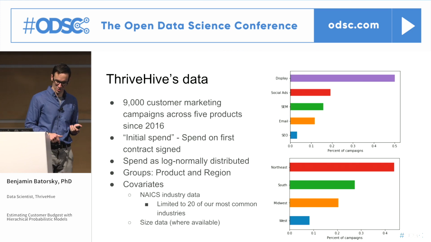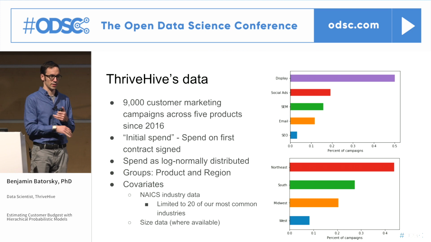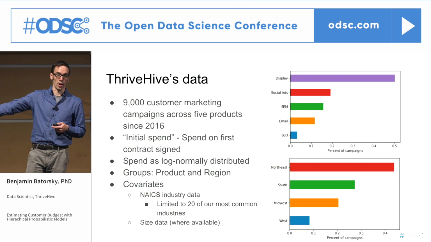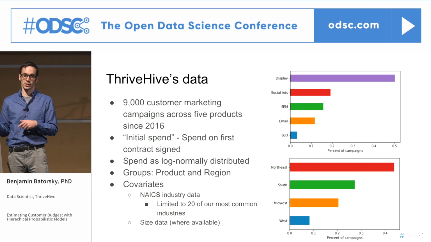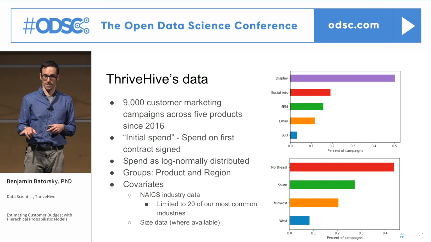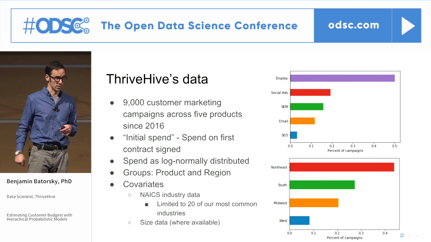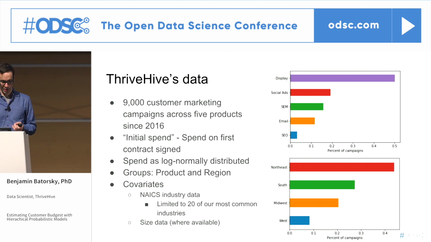So we're data scientists. Let's talk about data. Thrive has data for this project. We used about 9,000 customer marketing campaigns across 5 products since 2016, and the initial spend on these different products. I have the distribution there. I'll get into what those products actually mean in 1 second. But the 2 groups that we focused on in this case were product and region, because we thought that those were probably pretty informative groups that we wanted to group things together into. We also had some covariates in terms of industry data and size data.